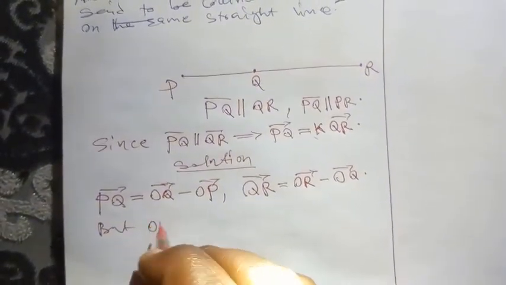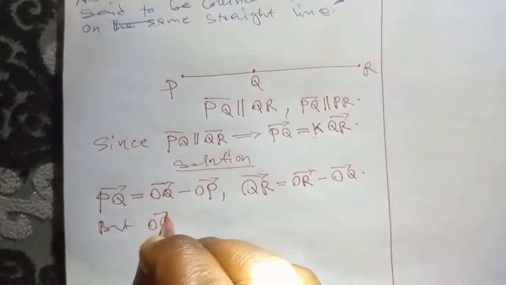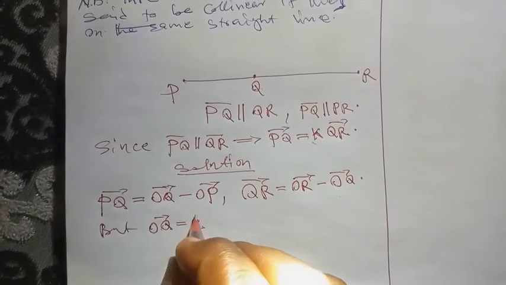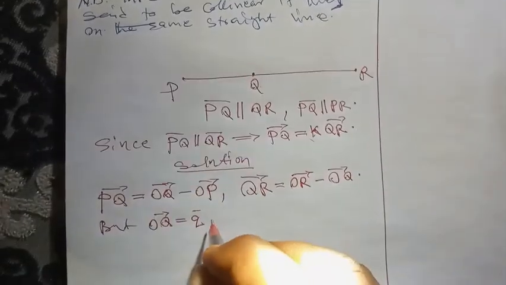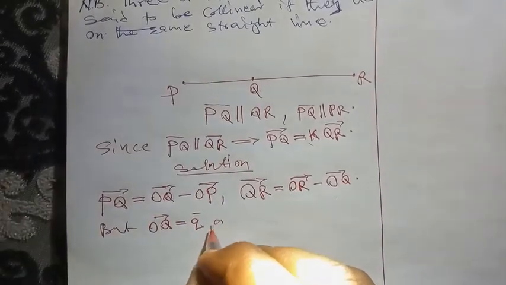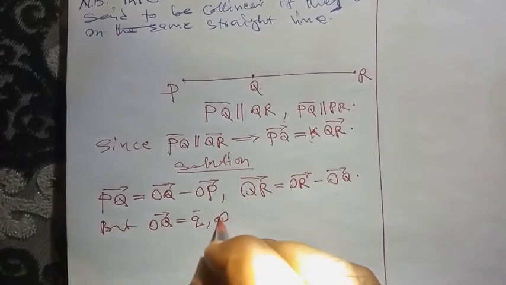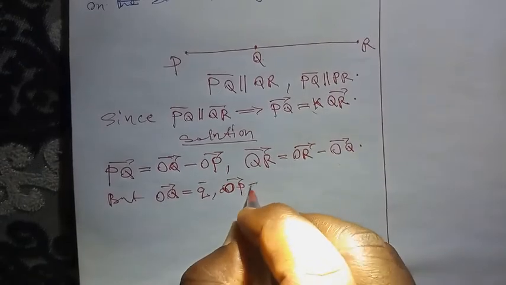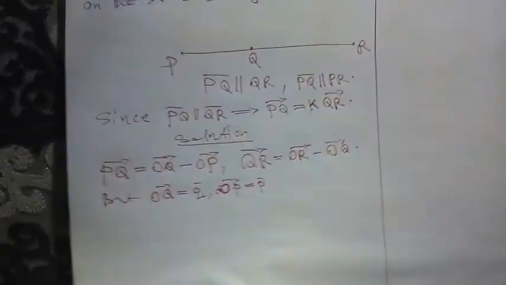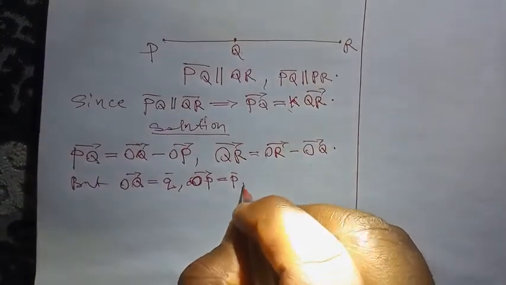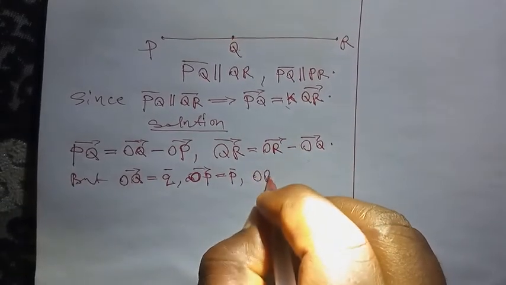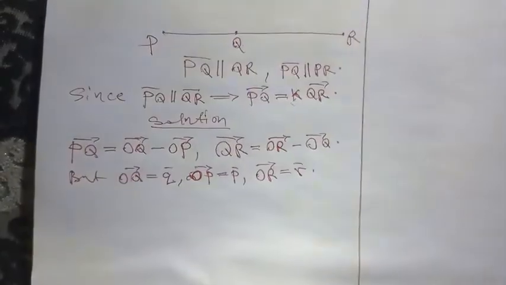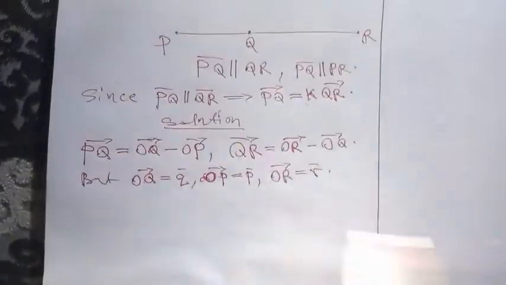Vector OQ can simply be written as vector q, small q. And vector OP can simply be written as vector p, because these are position vectors. Then vector OR can be written as vector r. I can write it like this to simplify my work.